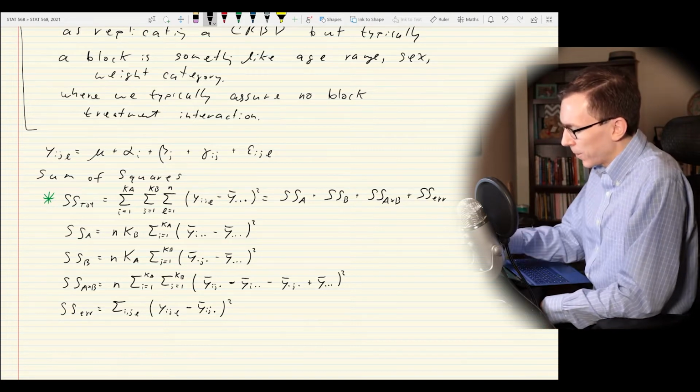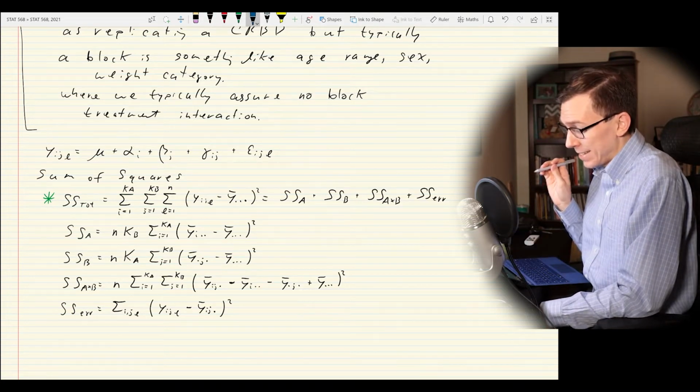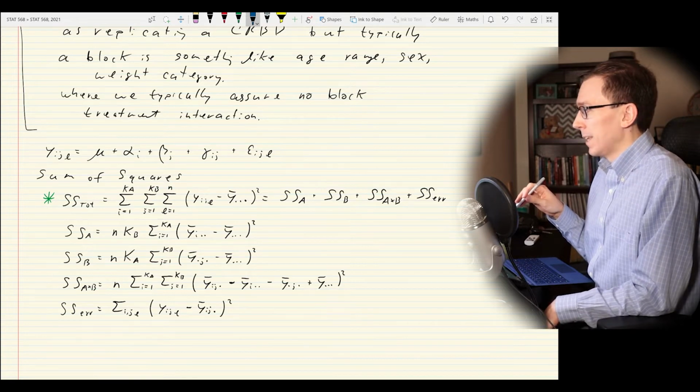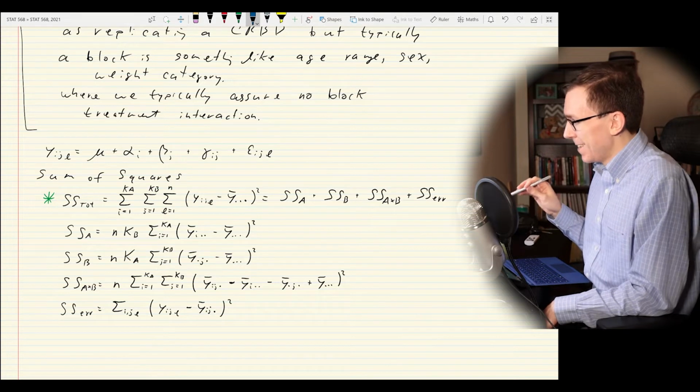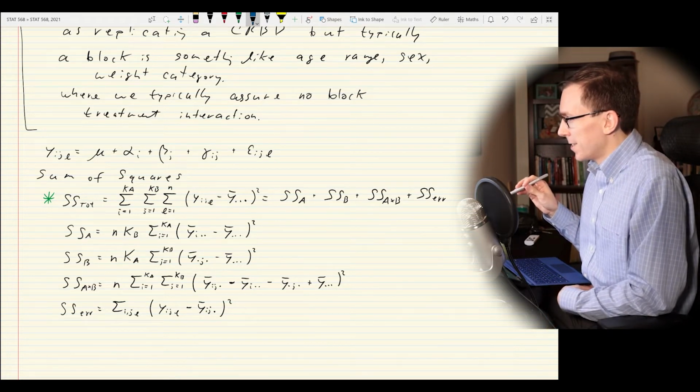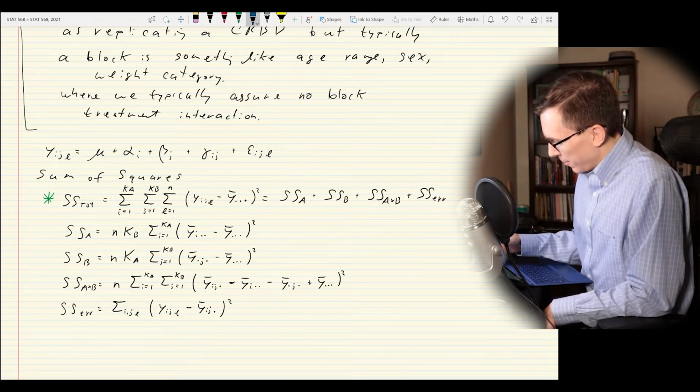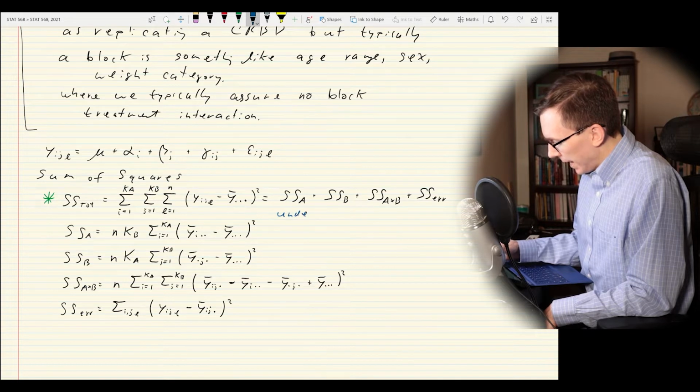Anyway, the more interesting bit than actually writing this down is going to be their distribution under the null hypothesis, which is going to be chi-squared. So what I'll do over here is say that these, well, I'll say under H naught.